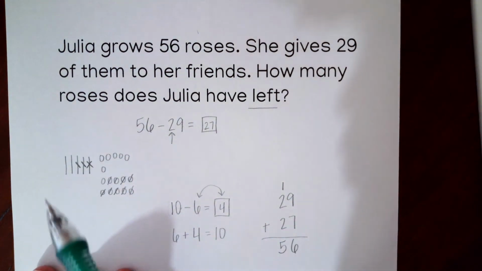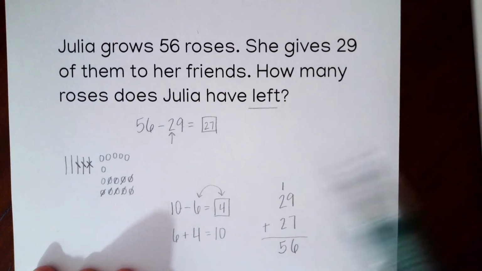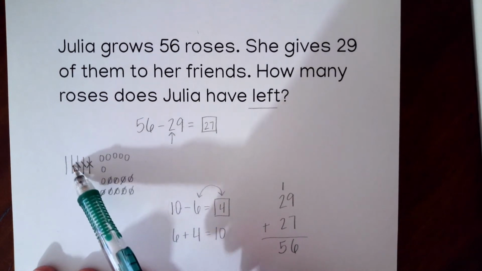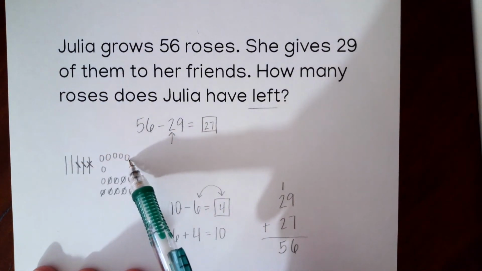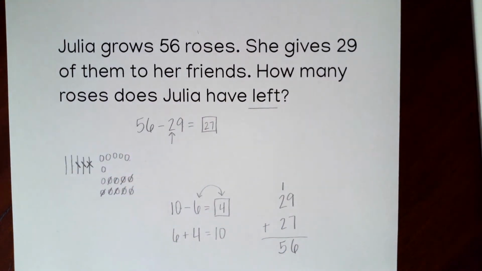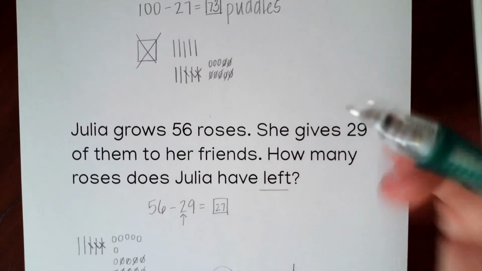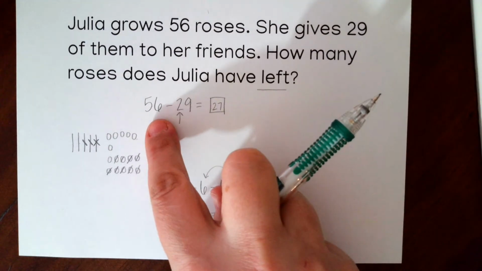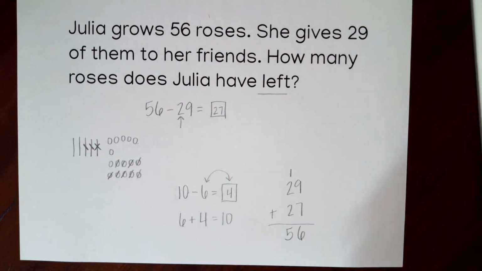So now what is left is going to be my answer. Remember, we already know the answer is 27. Let's see if we got it here too. 10, 20, 25, 26, and 27. So not much different when you start from 100 or when you start from 56. You draw the first number and then you start to cross things out. Sometimes you have to exchange, sometimes you don't.